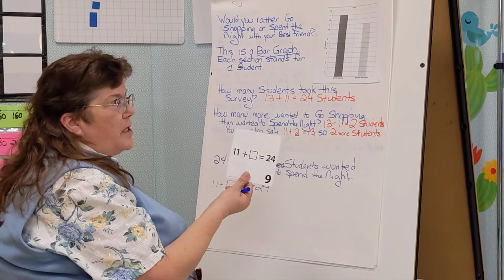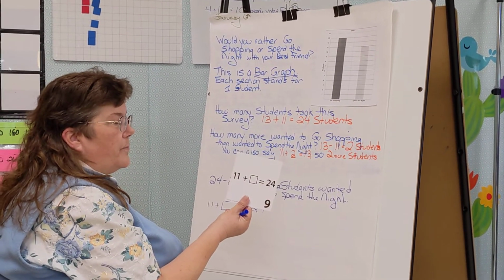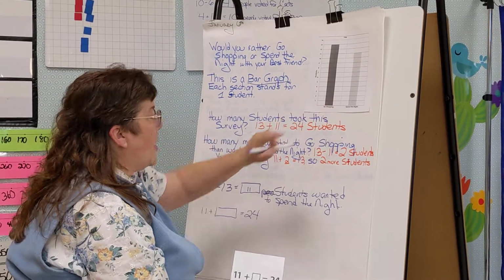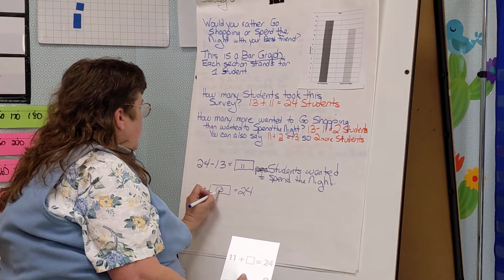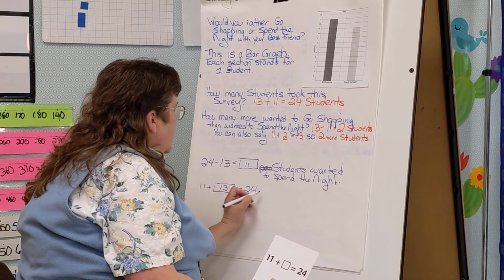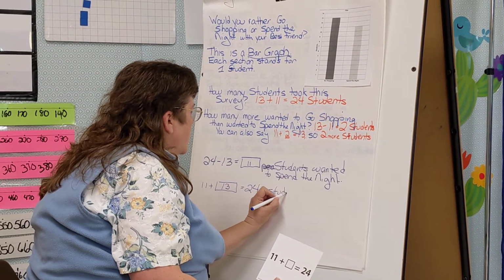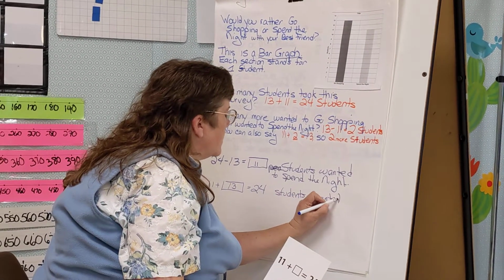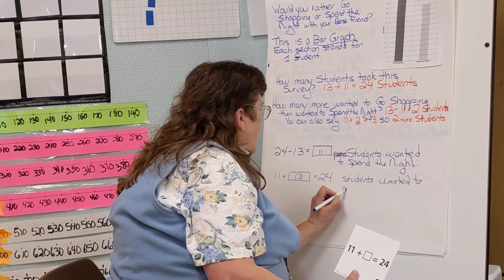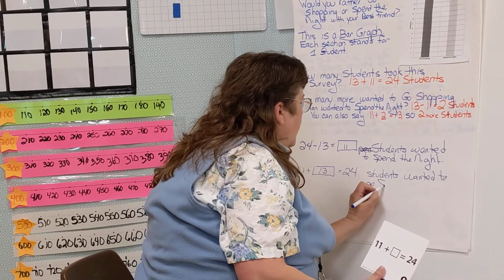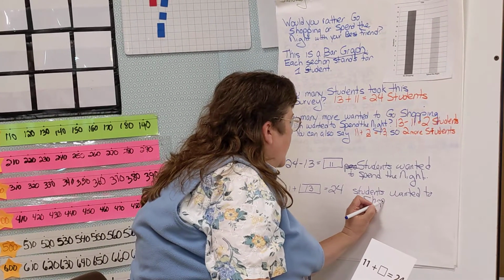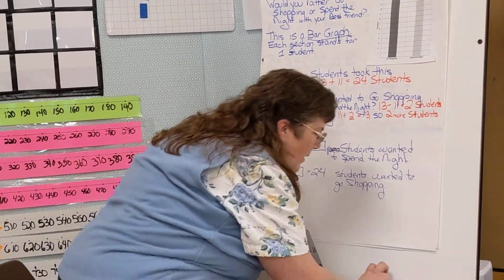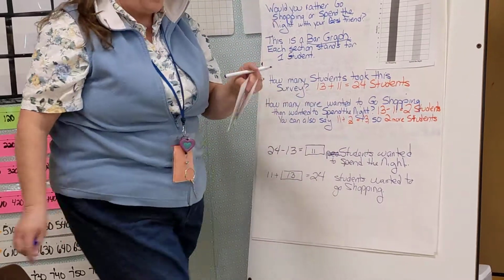So what do you think this question is asking us? I think so too. How many students wanted to go shopping? Because the answer in here is 13. 13 students wanted to go shopping. Whoops, sorry you guys. I'm writing sideways, and so my writing is really bad. But you guys hear my words, and you know what I'm talking about.